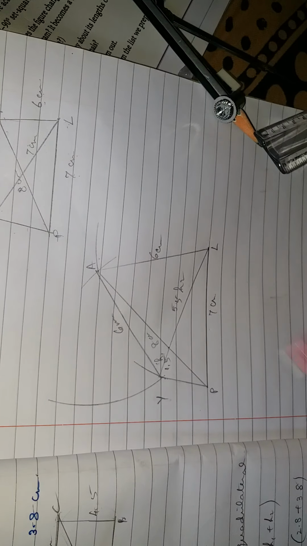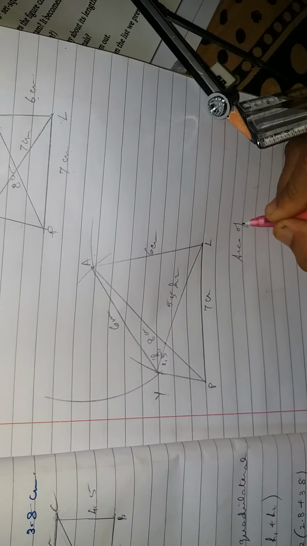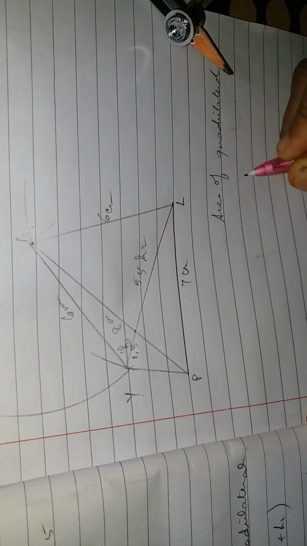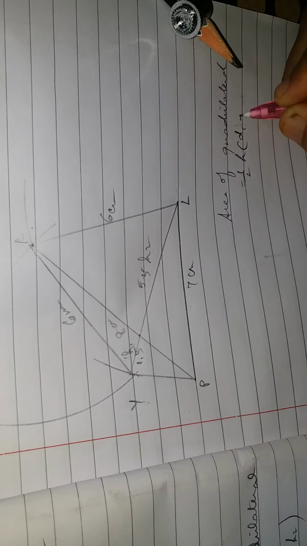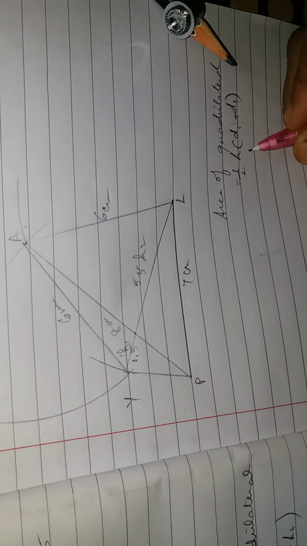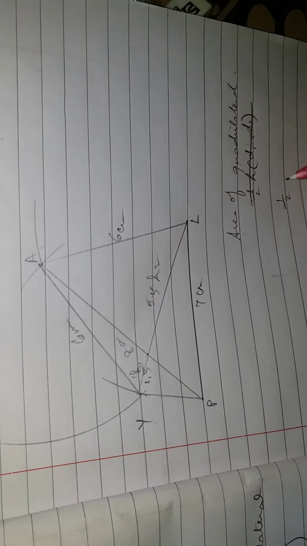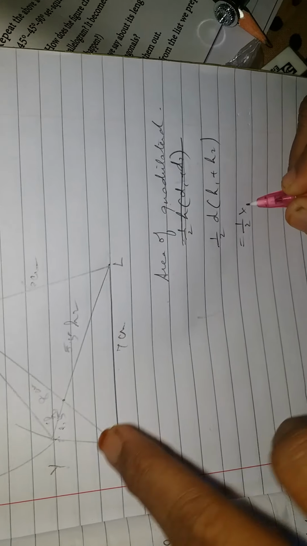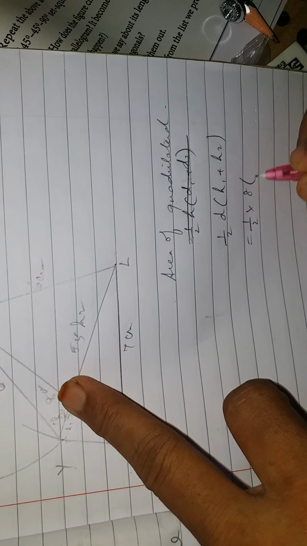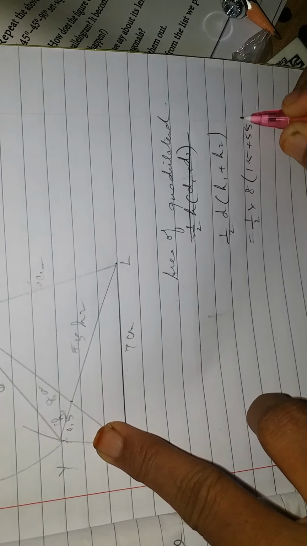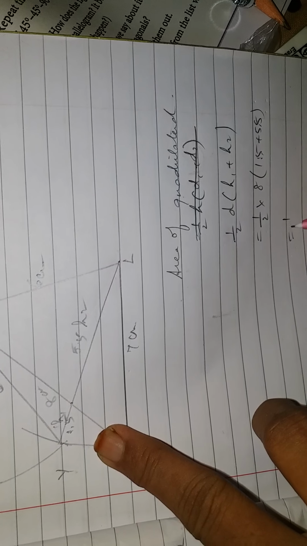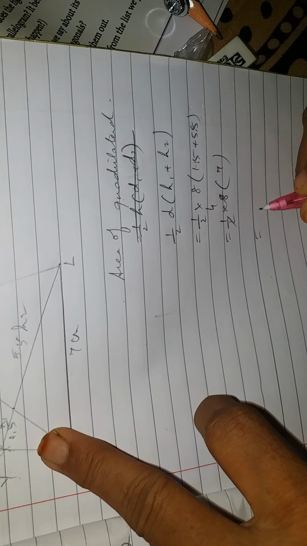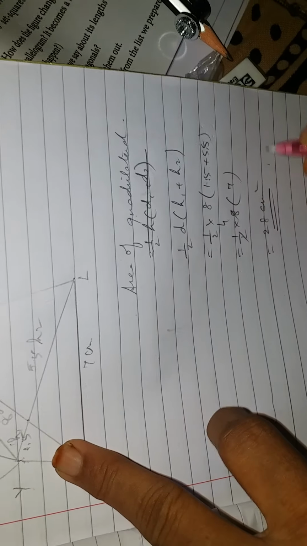Next you can find the area of the quadrilateral. Area of quadrilateral is equal to half into D into H1 plus H2. It is equal to half into D, the diagonal. One diagonal you consider, 8, into 1.5 plus 5.5. So it is equal to half into 8 into 7. This and this you cancel. 4 times 7 is 28 centimeters square. Understood now?